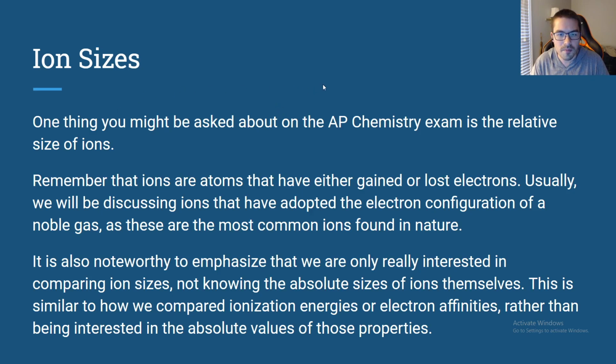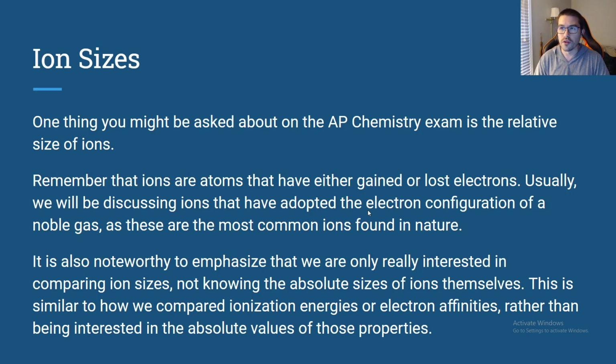Okay, so one thing that you might be asked about on the AP Chemistry exam is the relative size of ions. Remember that ions are just regular old atoms that have an overall charge, right? Positive or negative. They've either gained or lost electrons. Usually, we will be discussing ions that have adopted the electron configuration of a noble gas.